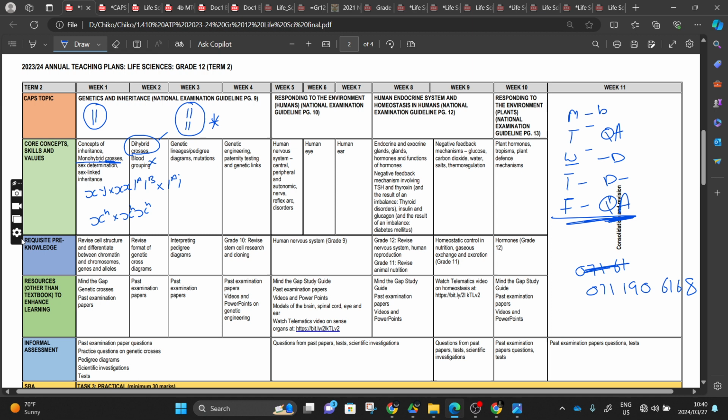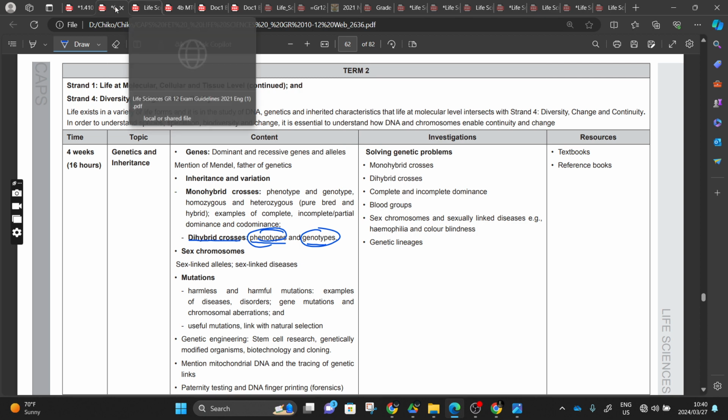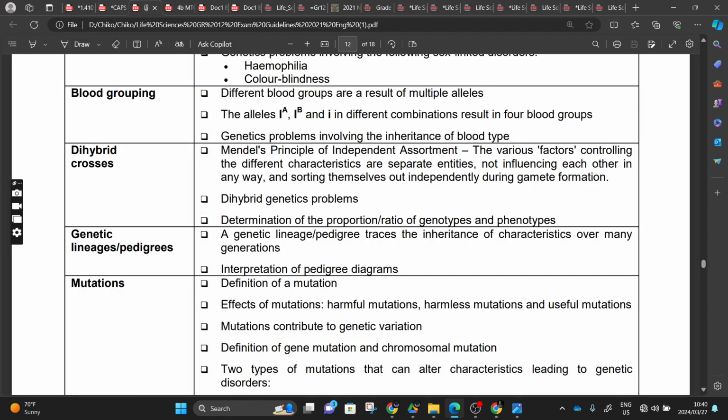So let's come here. Let me explain this. Here we explained, and now we are coming to dihybrid crosses with one cell with two pairs of chromosomes. Our CAPS says that for a dihybrid cross, you will have to understand phenotypes and genotypes. So at the end of this lesson, you should be able to determine the phenotype and the genotype of an offspring when we are crossing two traits, two characteristics. And then you should be able to differentiate between dihybrid crosses and monohybrid crosses, and then you should be able to do the dihybrid genetic problems and to determine the proportion and ratio of phenotype and genotype.